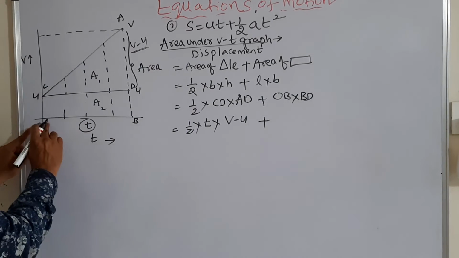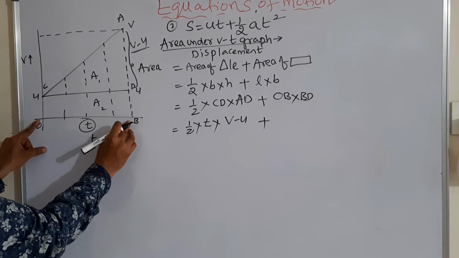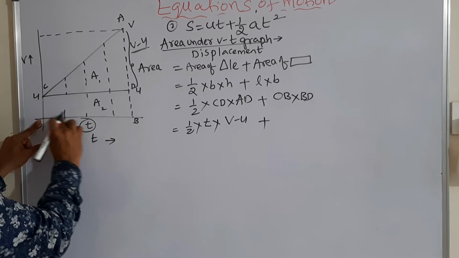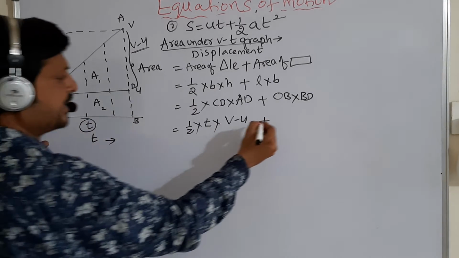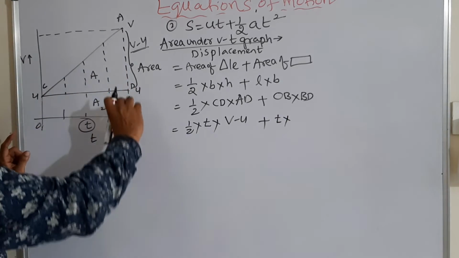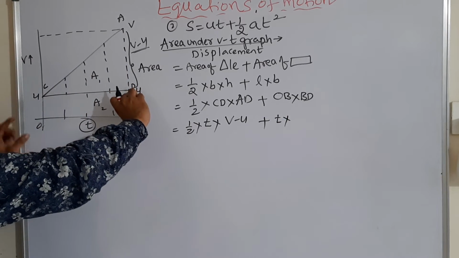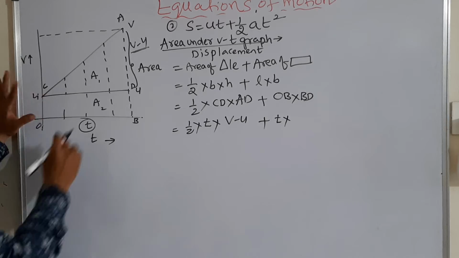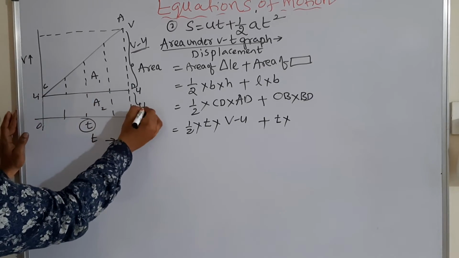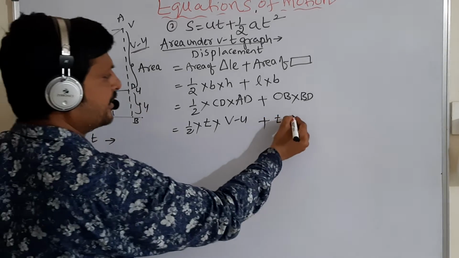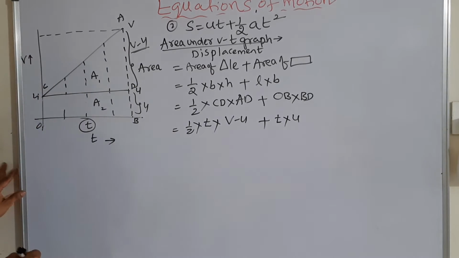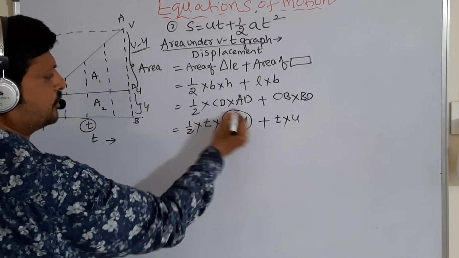Plus OB. See in this OB from here to here, how much length is this? This length is T, time T, into BD. BD means from here to here. How much is this? This is U. Right here, V minus U is there.